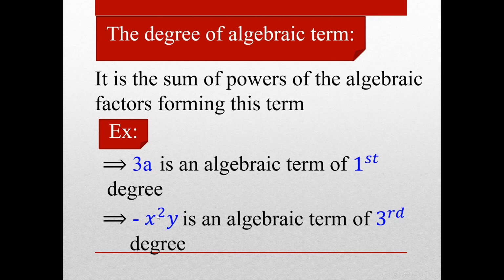Again, the degree of the algebraic term is the sum of powers of the algebraic factors. x with the second power, y with the first power. Their sum, 2 plus 1, equals 3. Then the algebraic term is of the third degree.